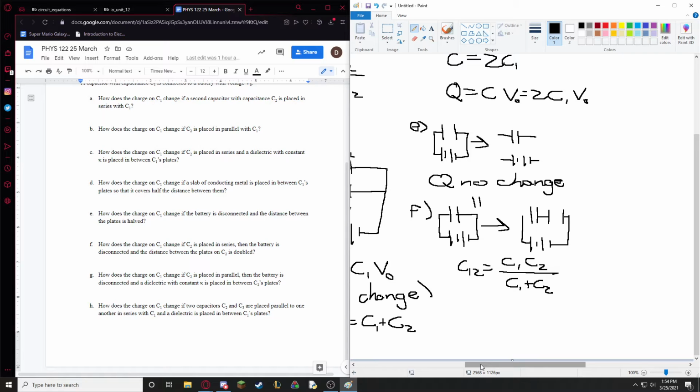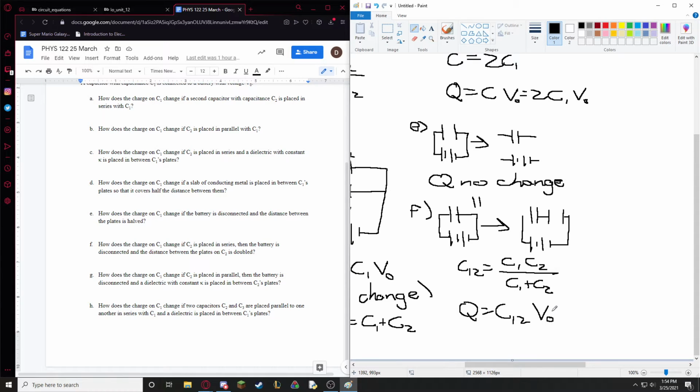Well, we know that the charge wouldn't change if we disconnected the battery. Yep, exactly. There's our answer. We know the charge isn't going to change after the battery is disconnected. So our final charge is just C1 2 V naught.